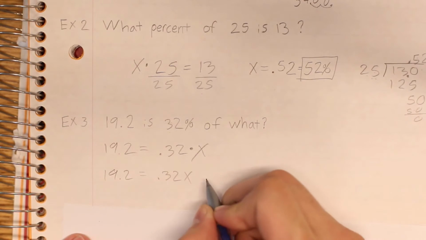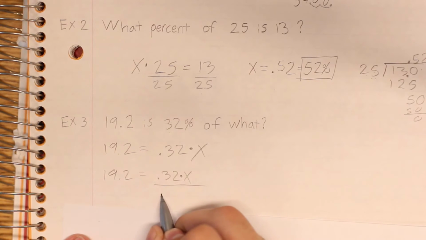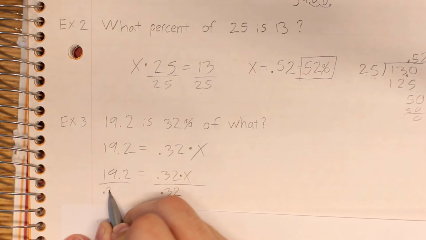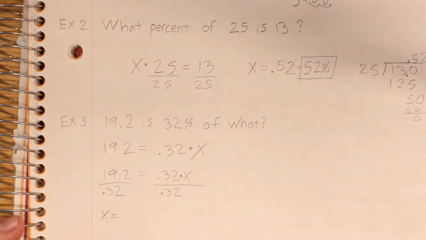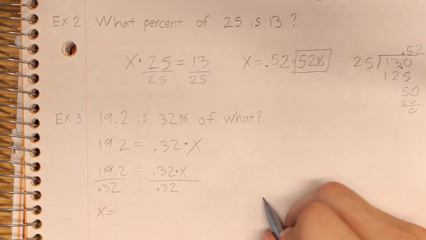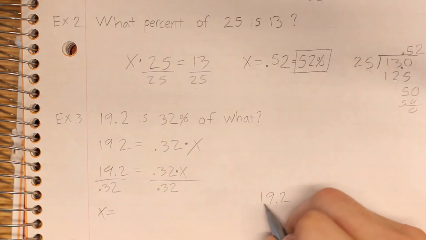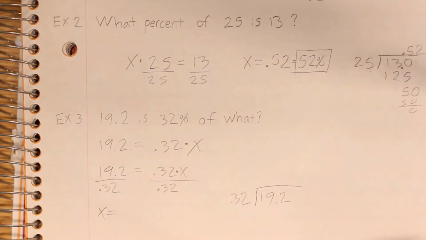Just copying it down again. We're times in between them. And I'm just going to divide by 0.32. Divide by 0.32. So x is going to equal, let's find out. So we're going to put over here our 19.2 goes under the hood, while 0.32 is on the outside.